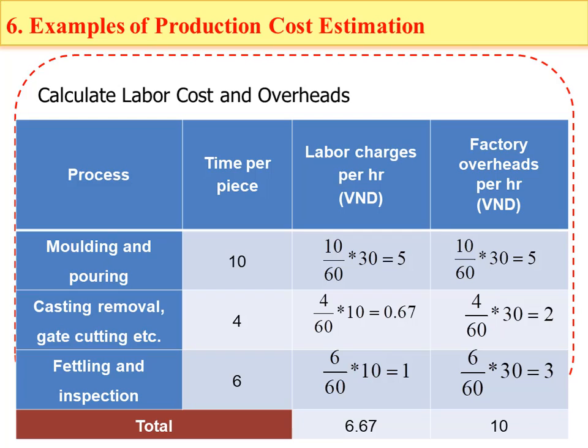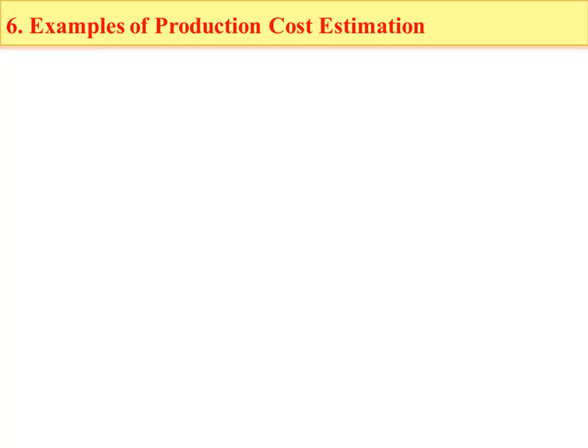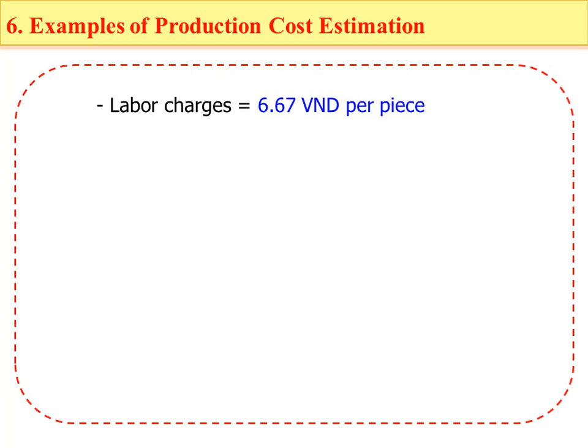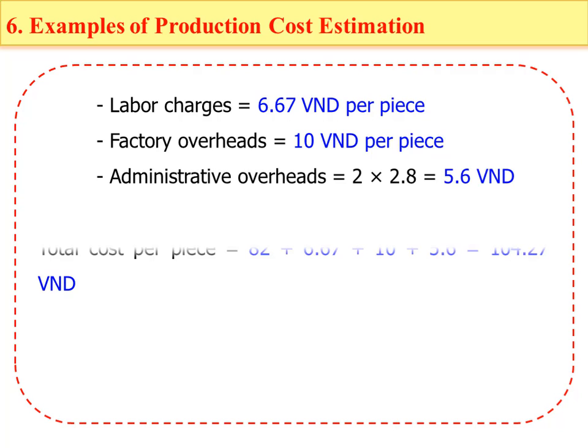We will do the same for the other processes, like casting removal, casting, and fastening and inspection. In addition, we will have the total labor charge and factory overhead. So we have the labor charge and the factory overhead. We must calculate the administrative overhead. It is calculated by the administrative overhead charge multiplied by the metal required per piece.